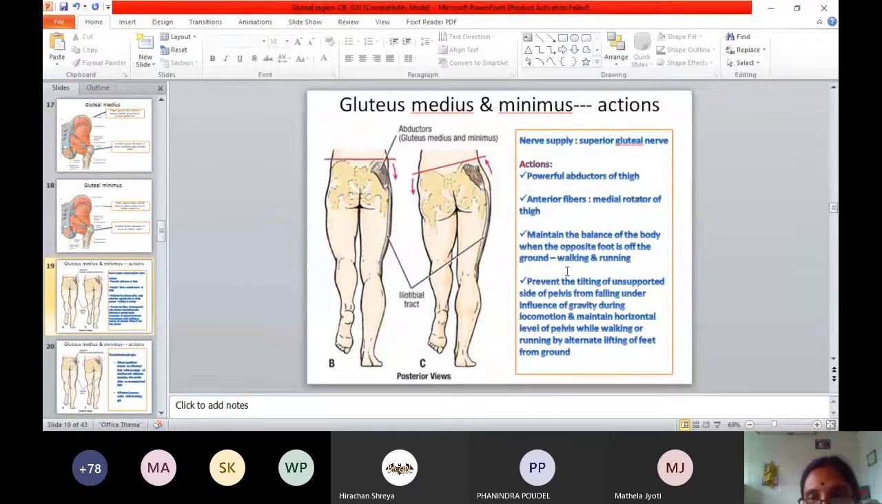So in summary, it maintains the balance of the body when the opposite foot is off the ground during walking and running, that is locomotion, by preventing the unsupported side of the pelvis from falling under the influence of gravity, and maintains the horizontal level of the pelvis while walking or running by alternate lifting of the feet from the ground. This is the very, very important action of the gluteus medius and minimus. The three important muscles always asked in exams are maximus, medius, and minimus. The action of medius and minimus is very, very important. You should focus on it.